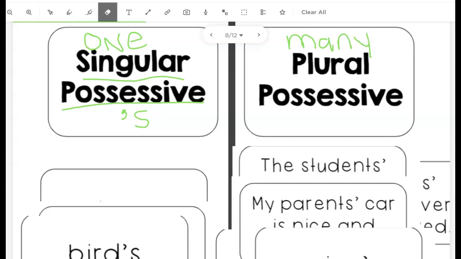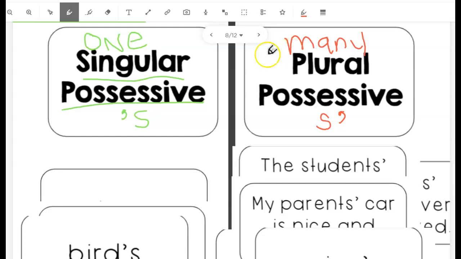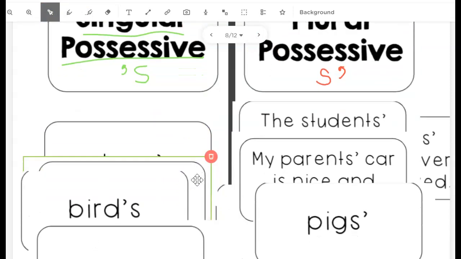Sorry, I'm going to use a different color. Let's use red for plural. It means two or more. Many. And plural possessive nouns have the apostrophe after the S. So let's see if we can identify some of the words down here at the bottom. Grab your arrow tool so we can move them around.